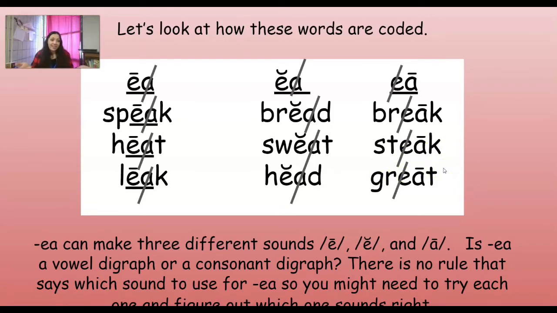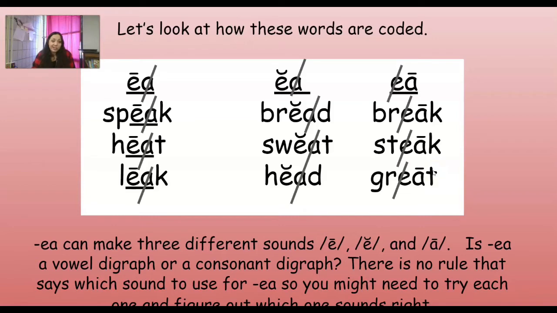So, tricky digraph EA can make 3 different sounds. It can make a long E sound and say E like in speak. It can make a short E sound like in bread and say eh, or it can make a long A sound like in ache and say A. So is EA a vowel digraph or a consonant digraph? It's a vowel digraph because it's made up of vowels. E and A are both a vowel.